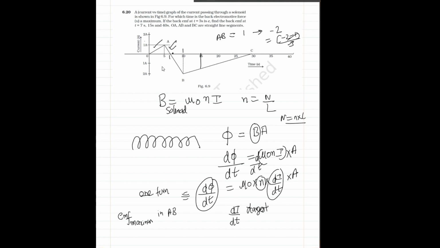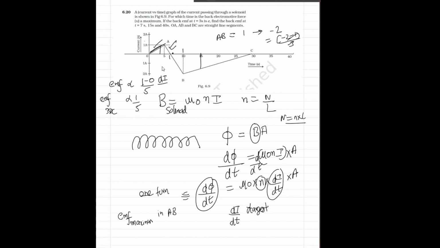It is taking roughly around 20 seconds to change the current from 1 ampere to 0 amperes, right? So the slope in the third part of the graph is also very low. So AB represents the highest EMF because di by dt is highest in this section.